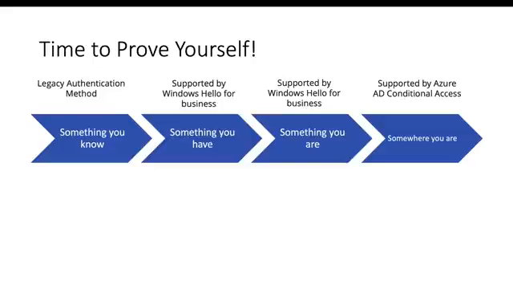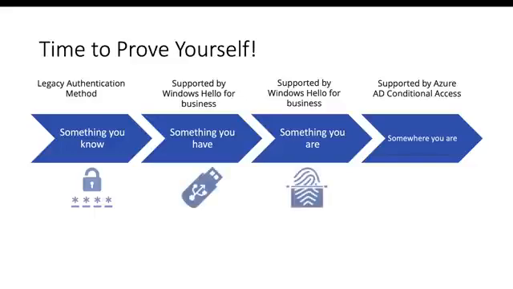Now, traditional authentication used to use something called legacy, which is something that you know, and this can include a username and a password, and this is very much on its way out now. If you're using Windows, then you can use technologies like Windows Hello for Business. Again, this can include things like facial recognition, fingerprint, and so on.